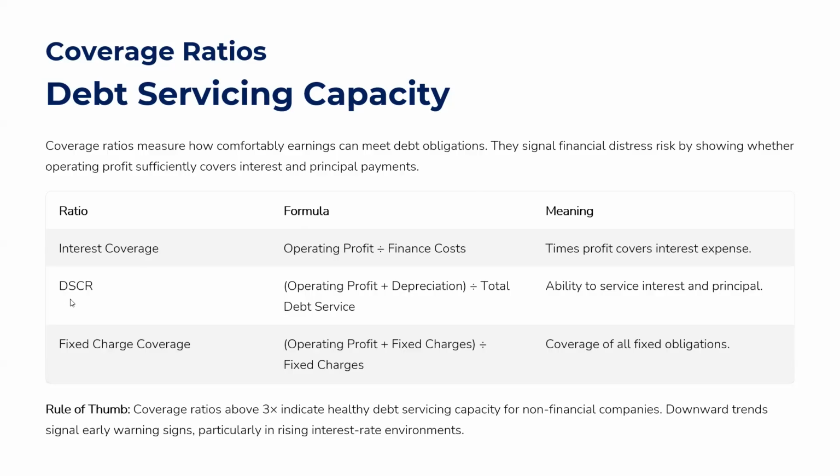Now the debt service coverage ratio is you looking at your operating profits plus depreciation. So you're adding depreciation back to the operating profit. Then you are dividing it by the total debt service. So looking at this, the debt service coverage ratio, you're able to service the interest and the principal. You're looking at the ability of the firm to service the interest and the principal.